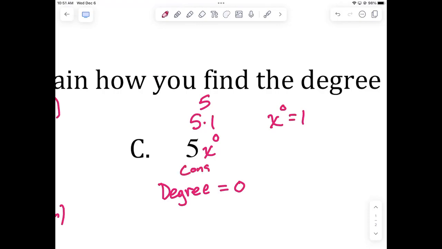This is a constant. It's a monomial. It has no x. It has no variable at all. So the degree is 0. That's an easy way to remember it. How many variables does it have?